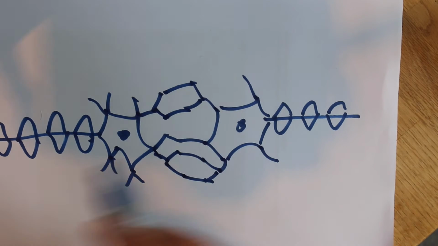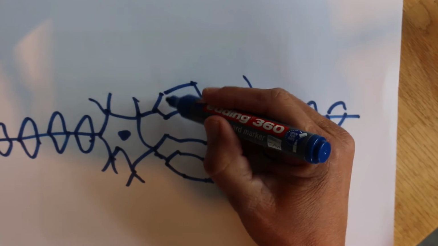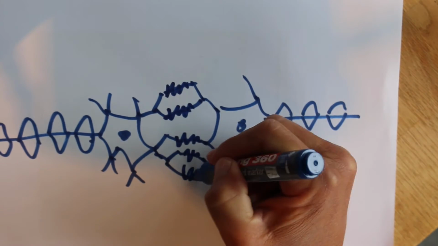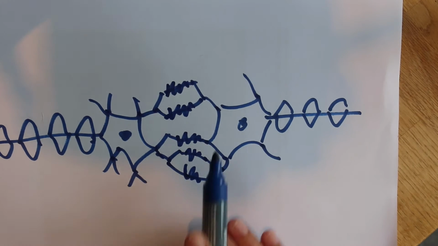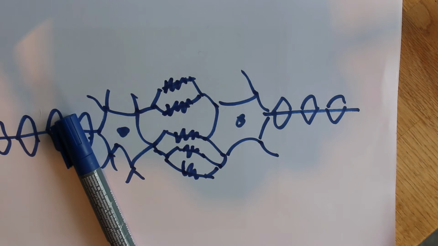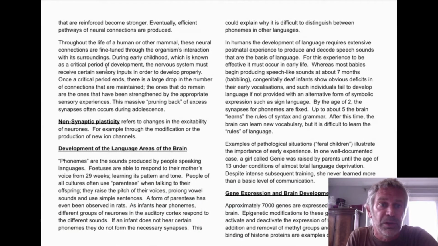However, if this pathway is not used very much, then we have something called synaptic pruning, and this is when you would lose the synapses between them. So as you can see, the more it's used, the more synapses are formed, and the less it's used, the less synapses are formed. As we can see here, you start off with about 2,500 synapses. By the time you're 2 or 3 years old, up to 15,000, but then that is gradually pruned back. So the ones that are not reinforced weaken, and we lose those connections.